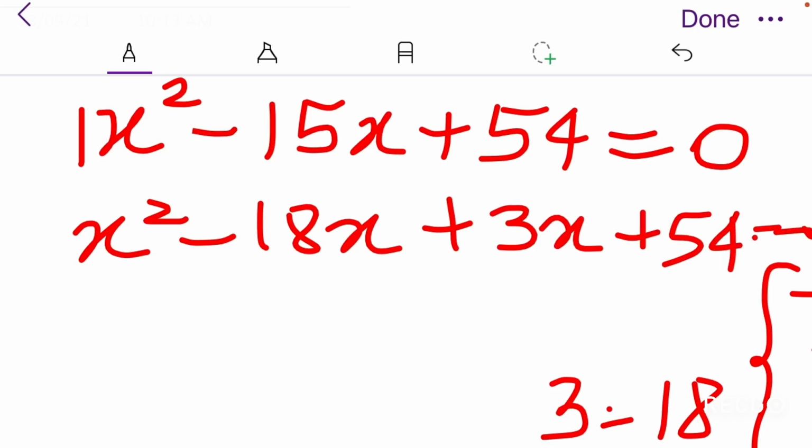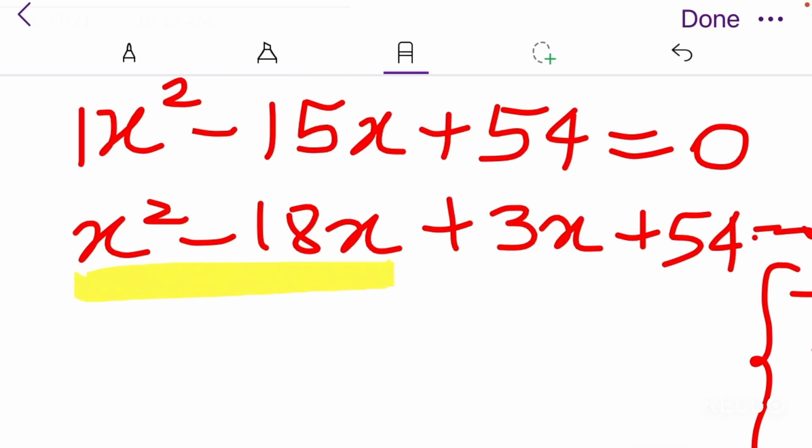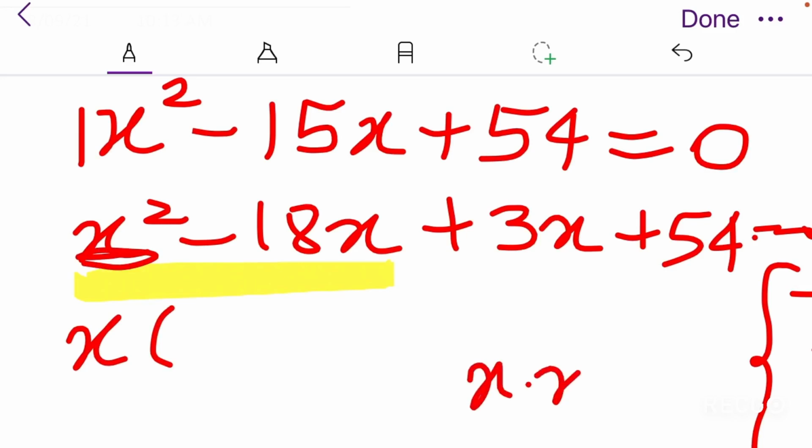Okay, so now we have to see the first two terms. What are the first two terms? x square minus 18x. Now when you see these terms, you have to take common from these two terms. What can we take as common? We can take x as common, because we have x square over here and we have x also over here. When you take x as common, over here you can see we have x square. Now 1x we have taken as common, so what is left? x is left. So I'm writing x, and over here we are having what?